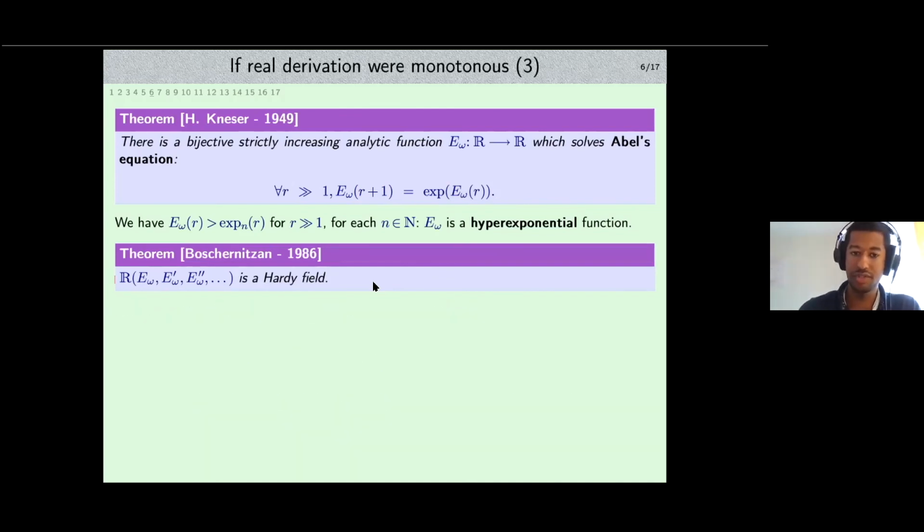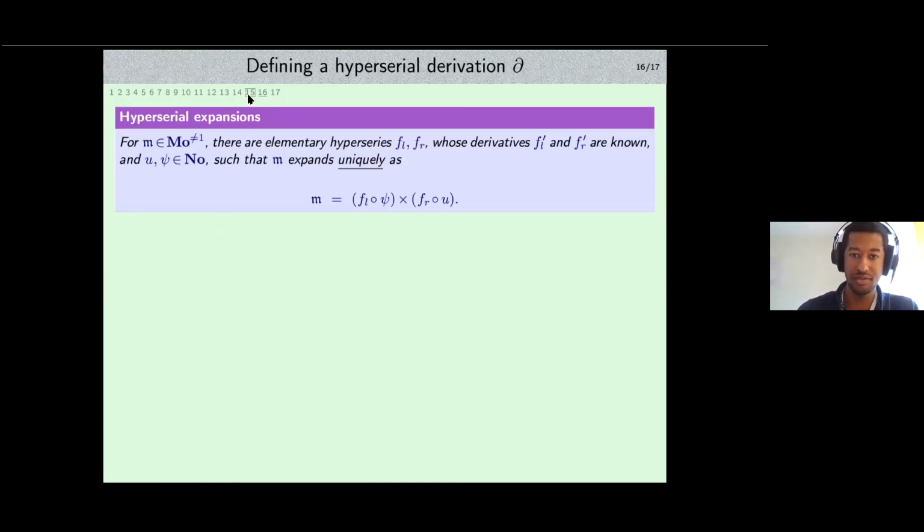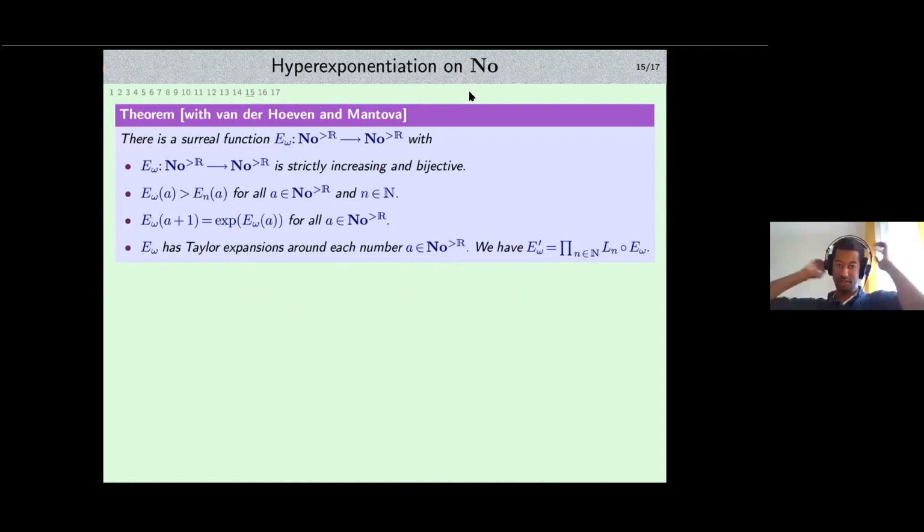Yeah, I will just skip this. And so those are natural elements that appear in maximal Hardy fields. Maximal Hardy fields will have those types of really fast-growing functions. So if we want to use Surreal numbers to describe functions, we can try to have those functions on Surreal numbers. So we did this with Van der Hoeven and Mantova.